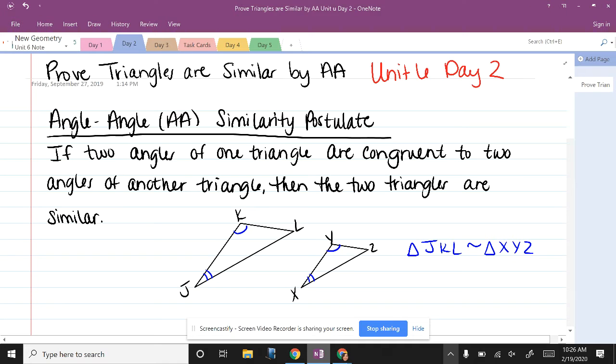Earlier, back when we did triangle congruence, we had 5 ways we could show that triangles were congruent. They were side angle side, side side side. What else? Side angle side, side side side, angle side angle, angle angle side, and hypotenuse leg. Right? We had 5 different theorems or postulates that helped us prove that triangles are congruent.